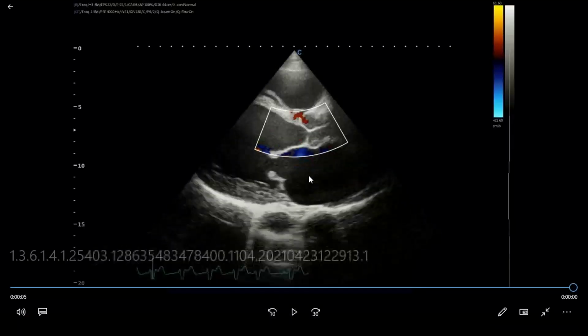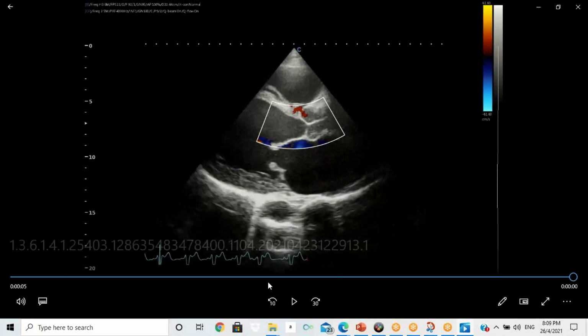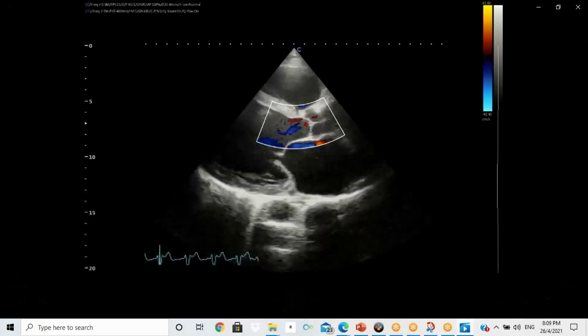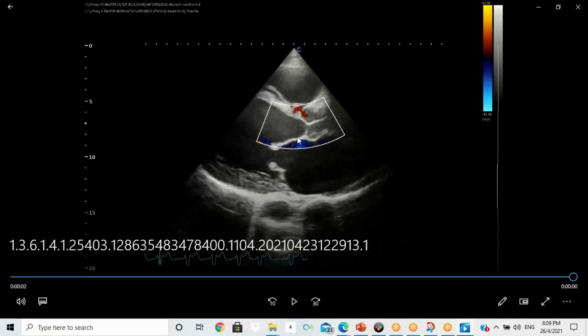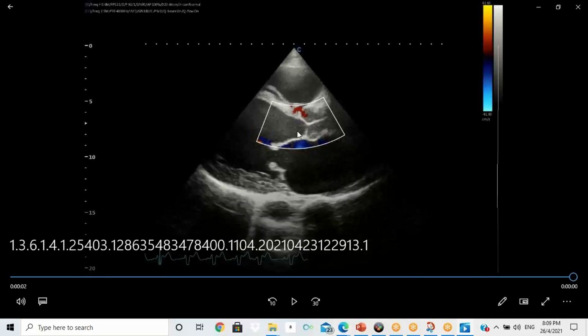Okay, so color, you put color across all the valves and across all the structures. So let's look what we see here. So when we look across the aortic valve, you have to look closely now. Toward the end, there is a little jet here. Okay, so again, your transducer is right here.